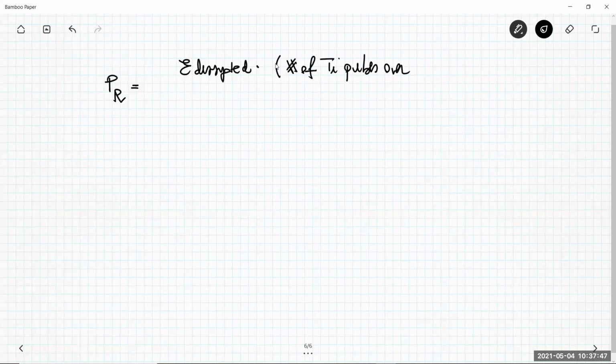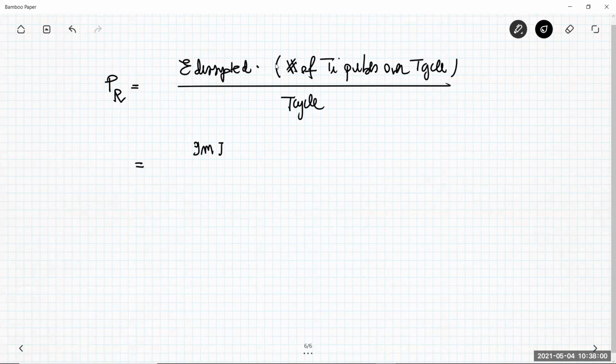over T cycle, divided by T cycle. So it is 9 millijoules. The number of Ti pulses is just 10. We have 10 pulses, and then T cycle, which is 20 milliseconds. So it's 4.5 watts.